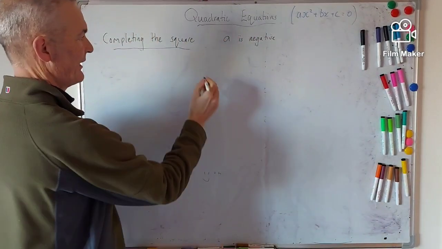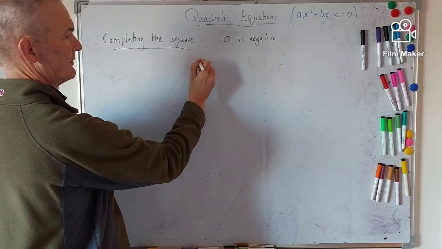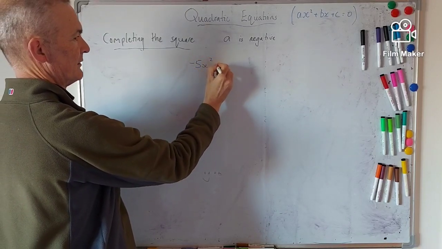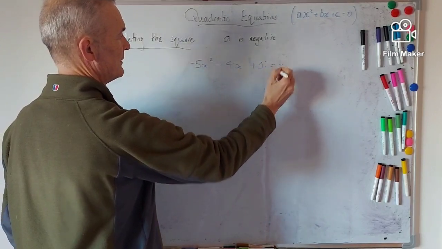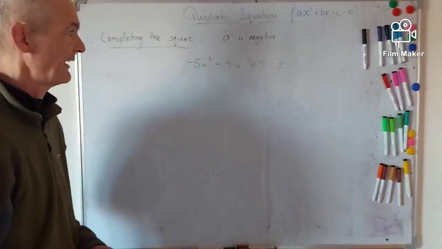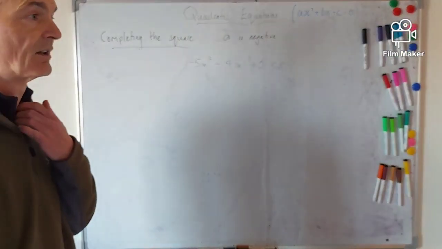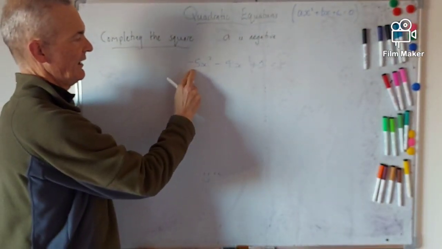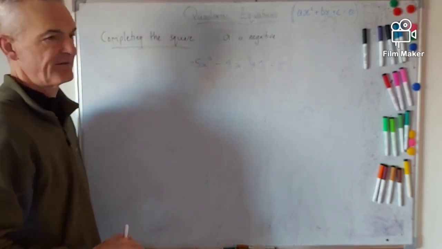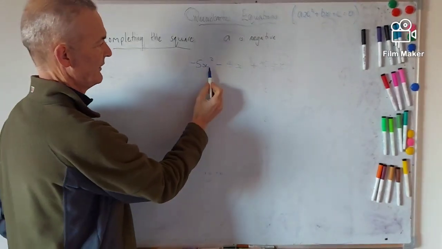So let's say we've got a quadratic like that. What do we do here? Well, the first thing we need to do is factor out this -5. That's the first thing we want to do.